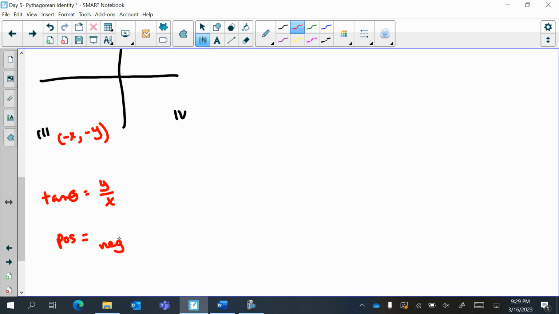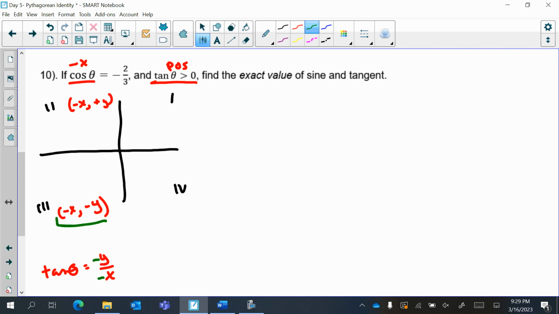So I have a negative in the bottom for x. What does y have to be so that something divided by a negative is positive? You need to make this a true statement. So that means that your y value has to be negative because a negative divided by a negative is positive. So that means you have a negative y and a negative x. We are now in the third quadrant.